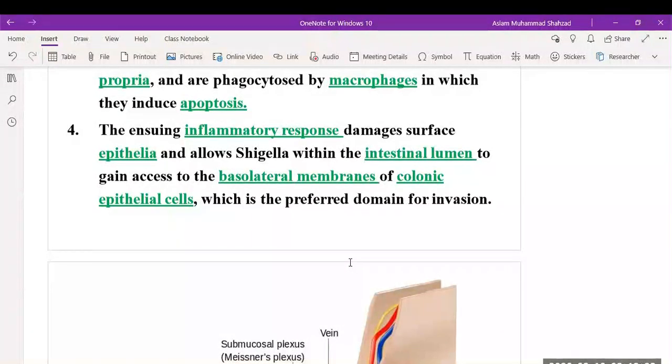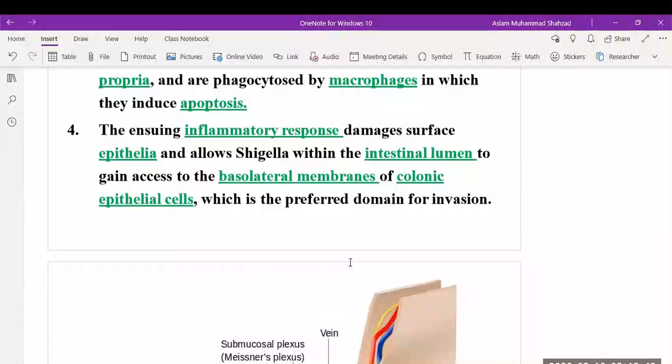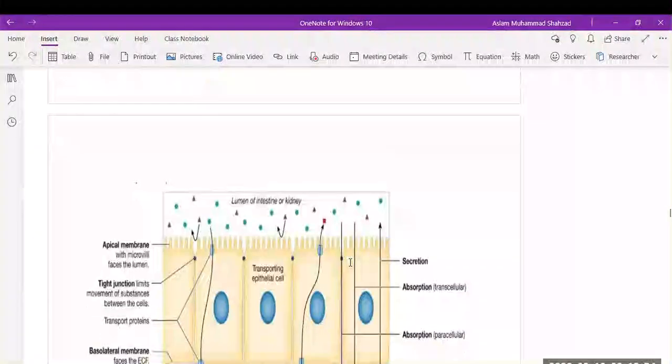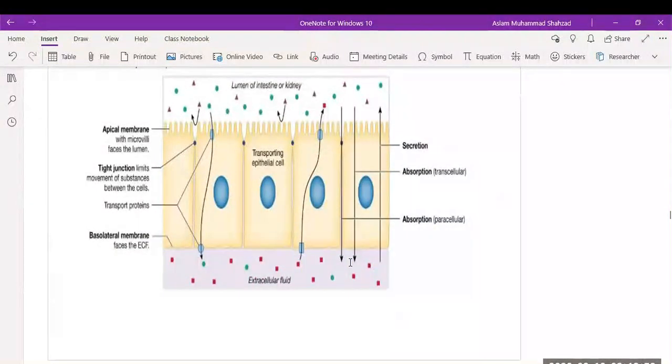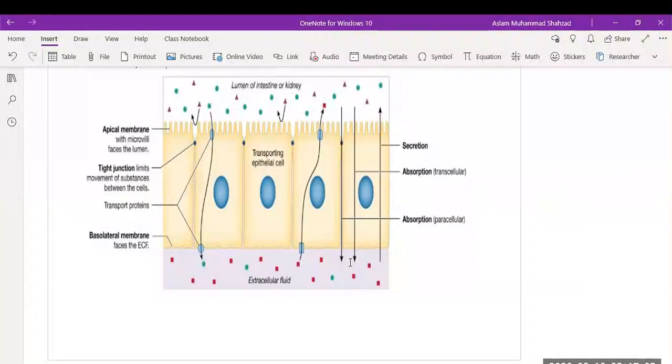They can damage the epithelia and affect the intestinal lumen, where they affect the colonic epithelial cells, which is the preferred site for invasion. This is a picture of the mucosa, submucosa, and lamina propria. We already discussed this several times before, so we are not going to discuss it again. They can affect the GIT and the lumen of the intestine. We know this from before.